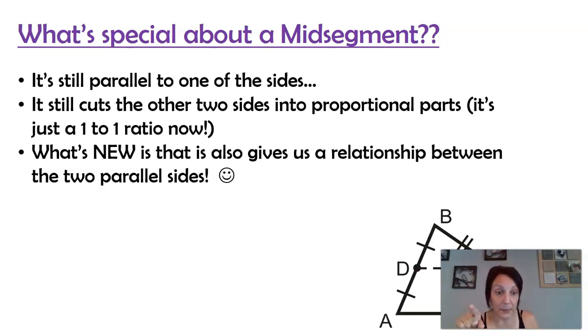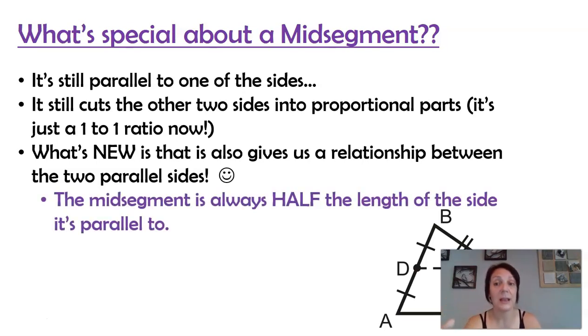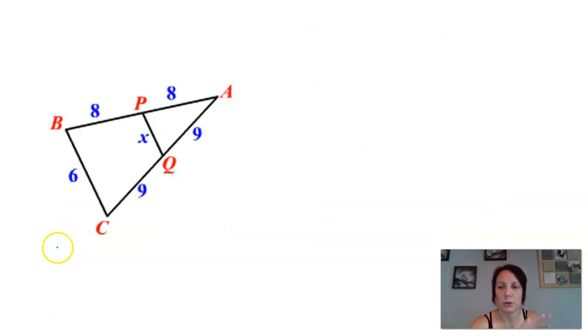So here's the deal. It's easy to remember because middle, right? If you have a midsegment, it's always going to be half as long as that third side, the side that you drew it parallel to. End of story. Okay. So you've got two equal chunks on the two sides that you cut in half. And then this middle piece is always going to be half as long as the side that it was parallel to. All right, so look at this picture.